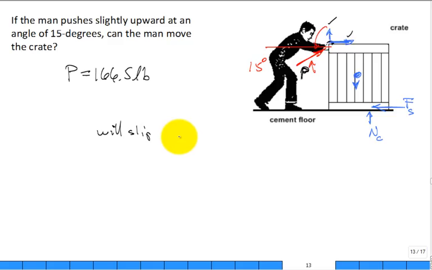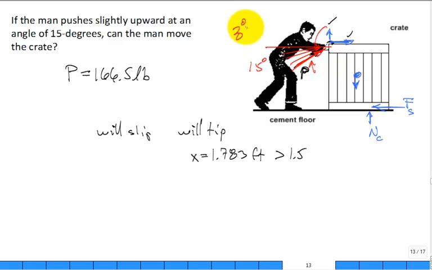And not only will it slip, but it will also tip. When you calculate that x, it's about 1.783 foot, which is greater than 1.5. So if you were able to give it your all at 15 degrees, it's not going to be stationary. It's going to slip and tip. Now, which one happens first? Well, we didn't ask that question. Maybe the individual starts to dip down and push up and up until he tries to go to 15 degrees. At around 3 to 4 degrees, I made the calculation somewhere, at around 3 degrees, he'll start to slip.